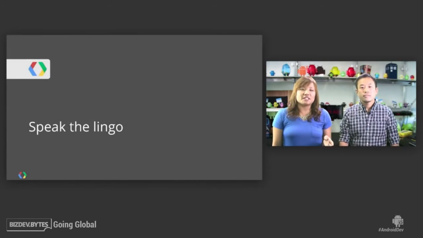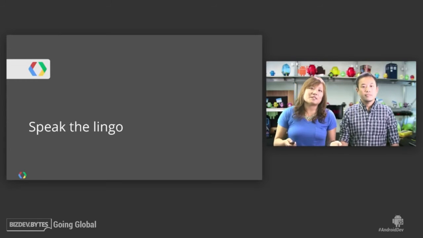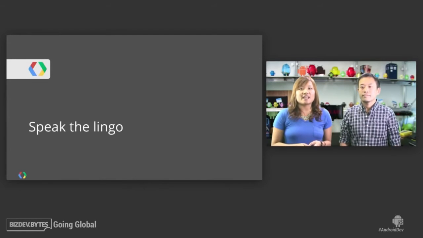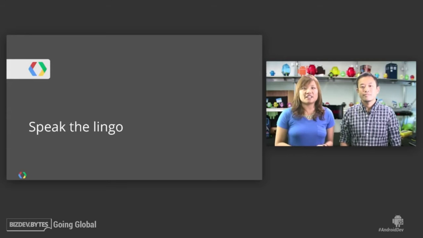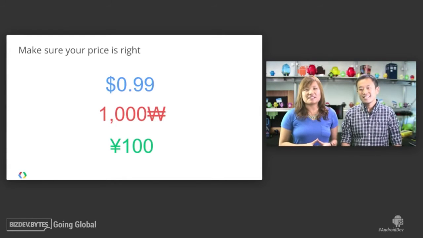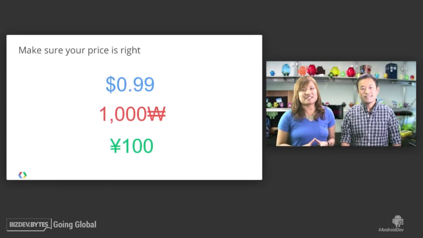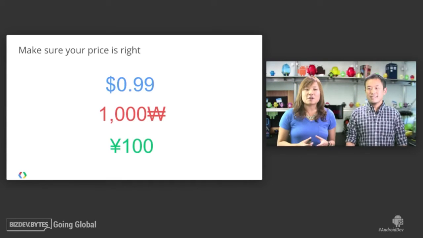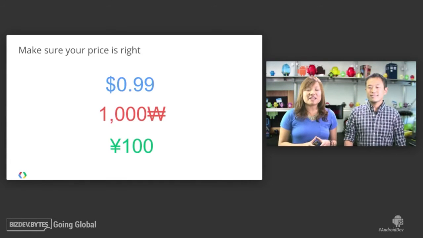Now let's talk about speaking the language. What we mean by speak the lingo is that there are some things that a Korean and Japanese game player is used to when they encounter things such as price. This is pretty important for the users. So you really got to make sure that whatever you set for your in-app purchases, your prices are actually the right price for that region.